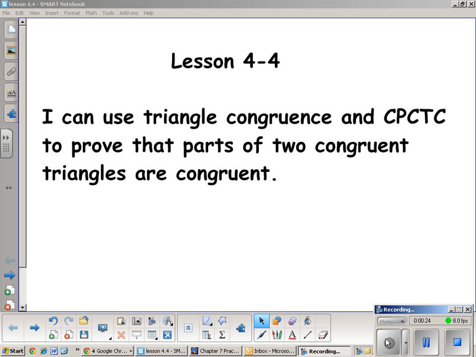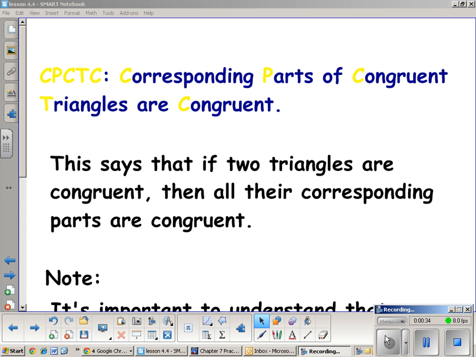I can use triangle congruence and CPCTC to prove that parts of two congruent triangles are congruent. CPCTC stands for corresponding parts of congruent triangles are congruent. In some books, they make a theorem out of it, and they prove that it's true. That's why they call it a theorem. Basically, this is just saying that if two triangles are congruent, then all their corresponding parts are congruent.